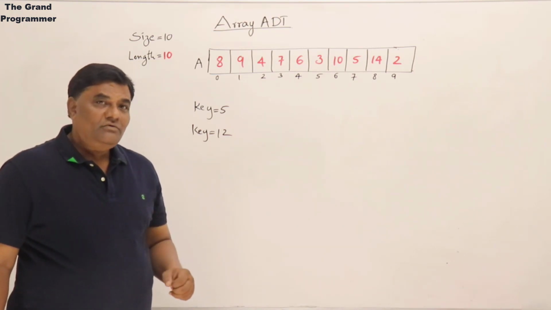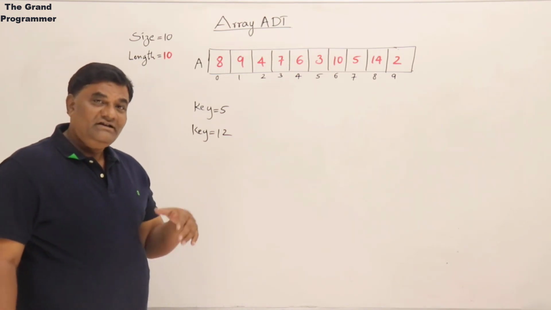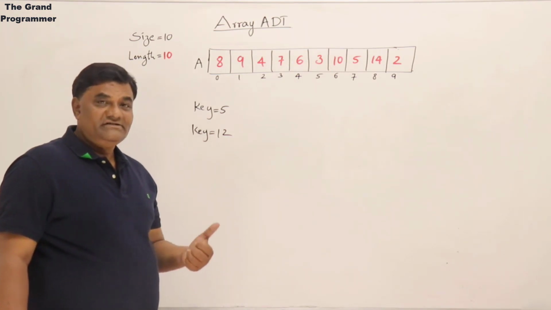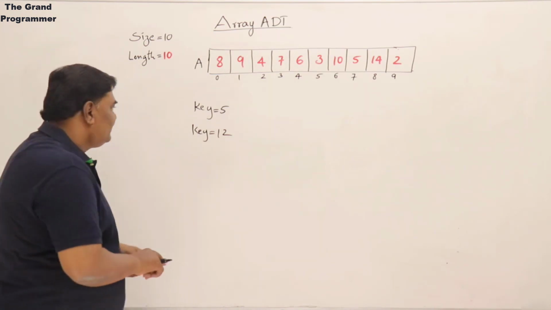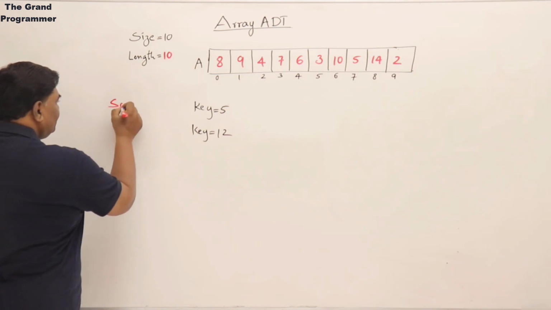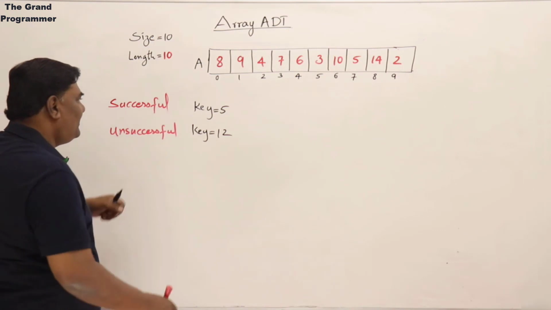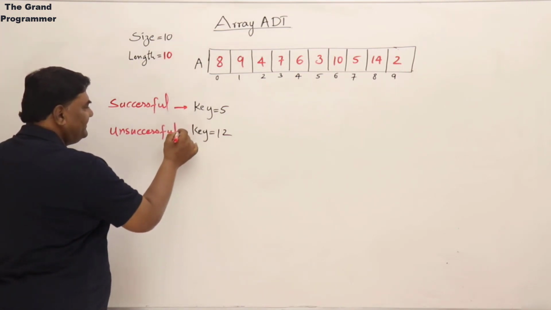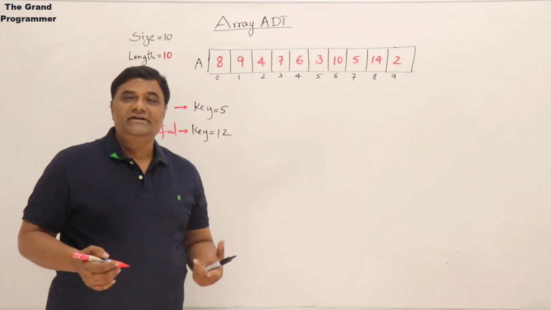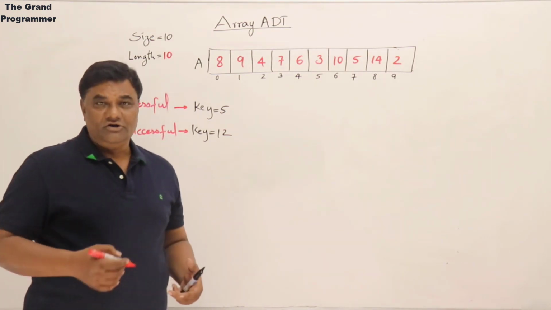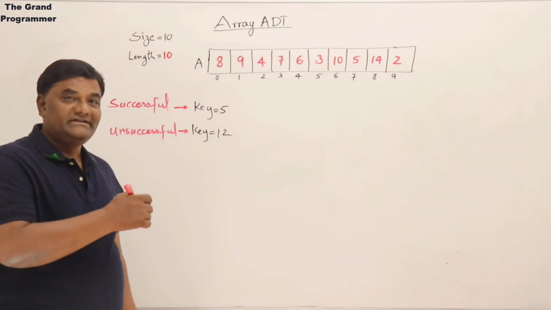If the element is not found, the search is unsuccessful. If the key element is found, we say the search is successful. If it is not found, then we say it is unsuccessful. So this is successful. This is unsuccessful. Key element is found, this search was successful. Key element is not found, so this search was unsuccessful. So when you are searching, you have to take care of both the things, whether the element is found or not found.